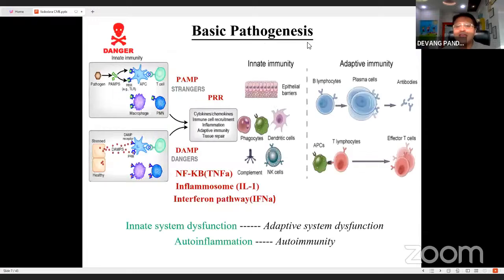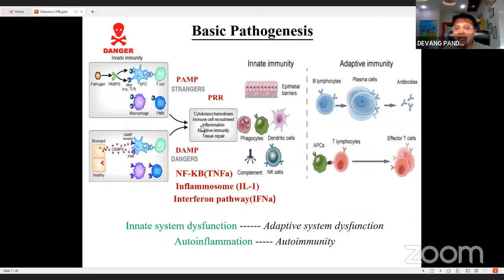Now, if we see the basic pathogenesis, as we have discussed, PAMP is pathogen associated molecular pattern. So basically it is strangers, outside strangers, like infections or injury or anything. And what is DAMP? DAMP is an inside, endogenous threat. So it may be injury to some tissues, autoimmune diseases, or something like that. So our body ultimately has two types of threats: strangers and dangers. Now, if one of these is present, what will our body do?